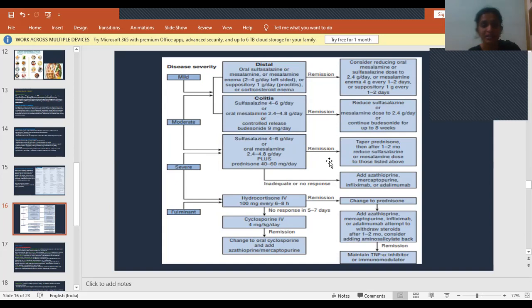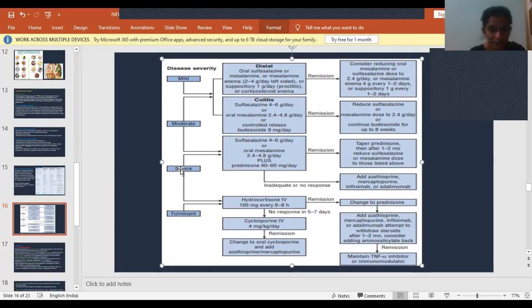So once there is remission, then we have to decrease the dose of these steroids and also decrease the dose of sulfasalazine. If there is remission, this is enough. But if the patient is not responding to this prednisolone and sulfasalazine combination, then we have to stop this prednisone, and instead of it, we have to start the patient on azathioprine or mercaptopurine. So we have to add some immunosuppressive agents, and then we have to check for remission.